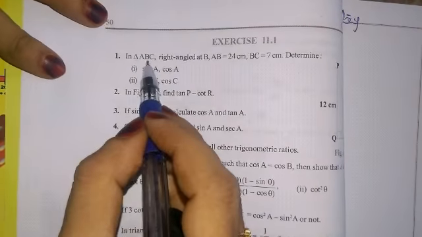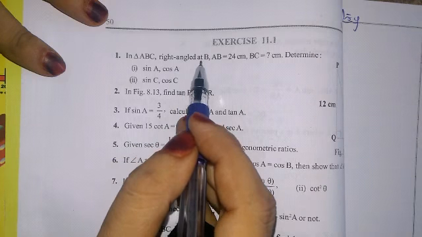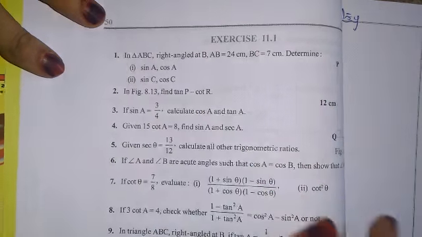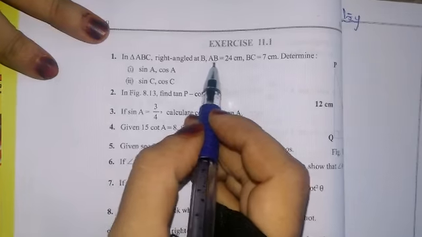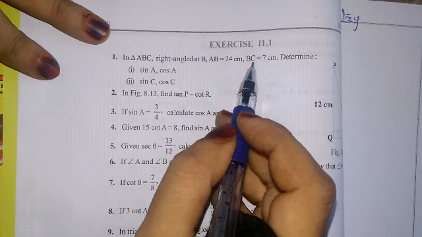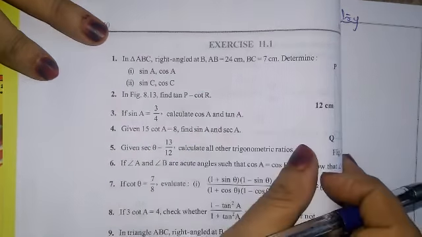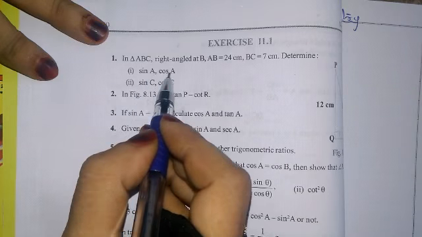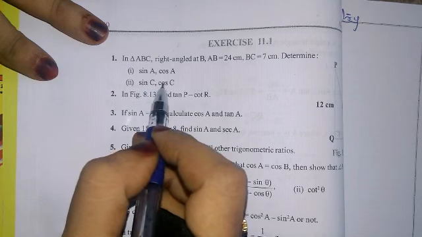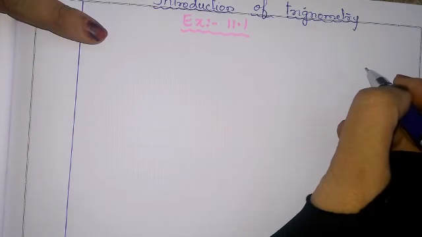In triangle ABC, right angle at B, AB equals 24 cm, BC equals 7 cm. Determine sin A, cos A, sin C, cos C. Okay, let us first draw the right angle triangle. I'll draw a rough figure.